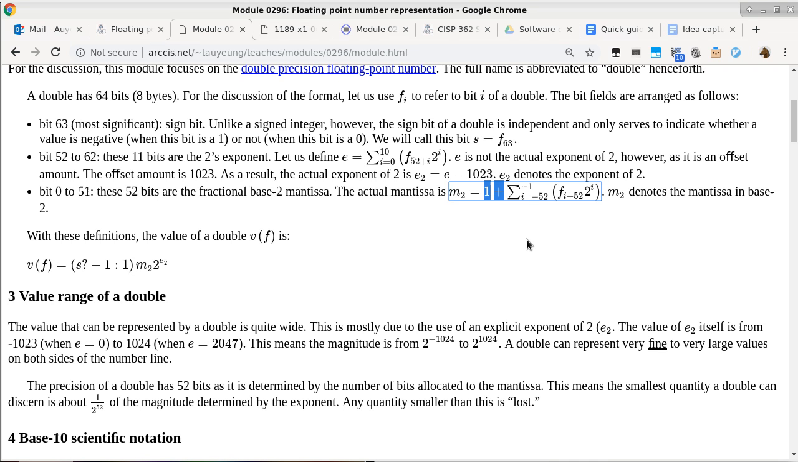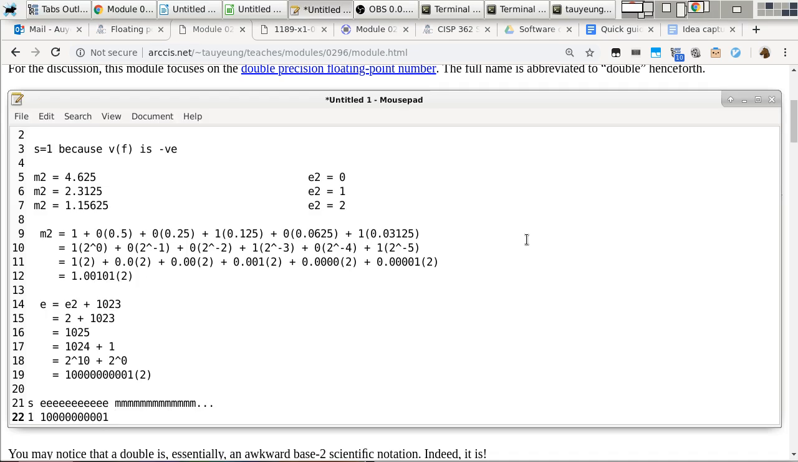So let me switch back to the example that we are doing right now. Our current M2, which is the actual mantissa, is 1.00101. Okay, we got that figured out. But the 1 point is not represented in a double. We only copy the fractional part of the mantissa over here.